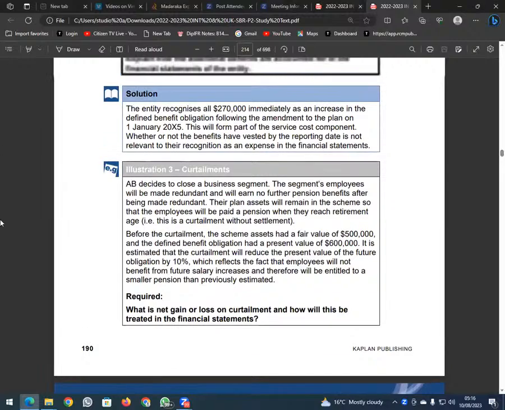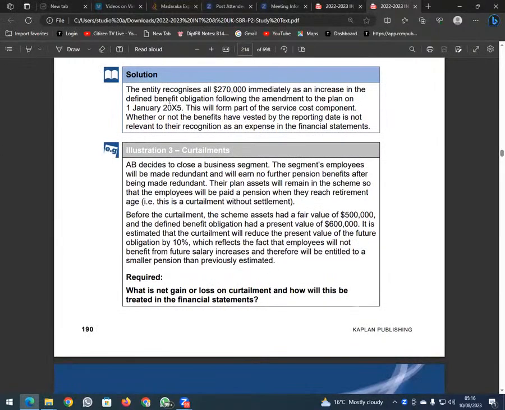AB Limited decides to close a business segment. The segment employees will be made redundant and will earn no further pension benefits after being made redundant. Their plan assets will remain in the scheme until these guys retire. Before the curtailment, the plan assets were worth 500,000, and the defined benefit obligation has a present value of 600,000.